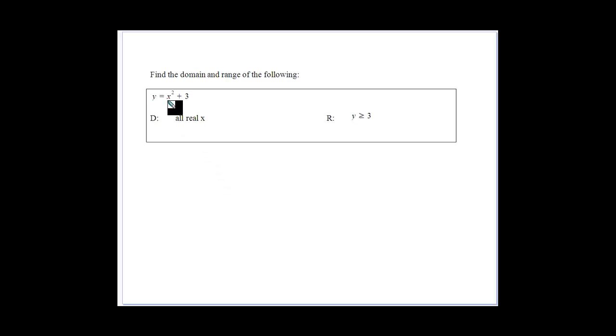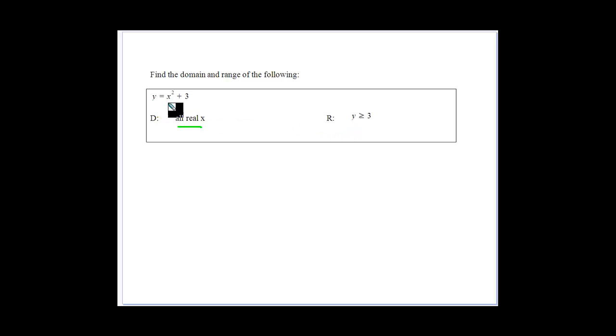If you're looking at something like x squared plus 3, well, really it doesn't matter what value you put in for x. You can square any number. So there's no restrictions, and that's why we say all real x, because any real number you put in for x won't be a problem.